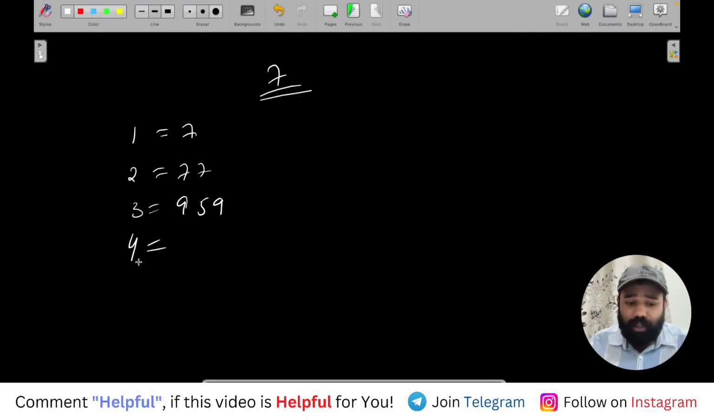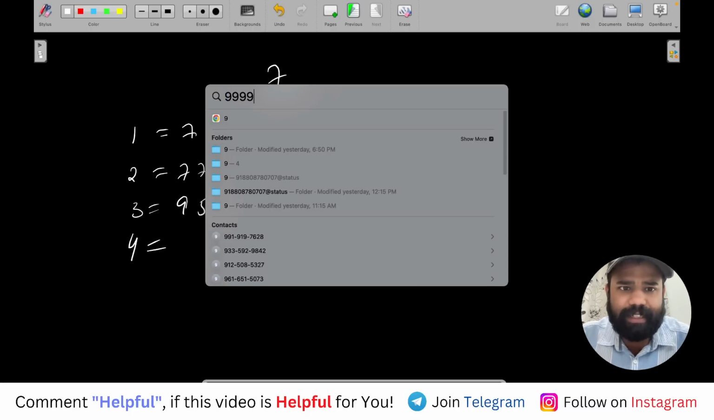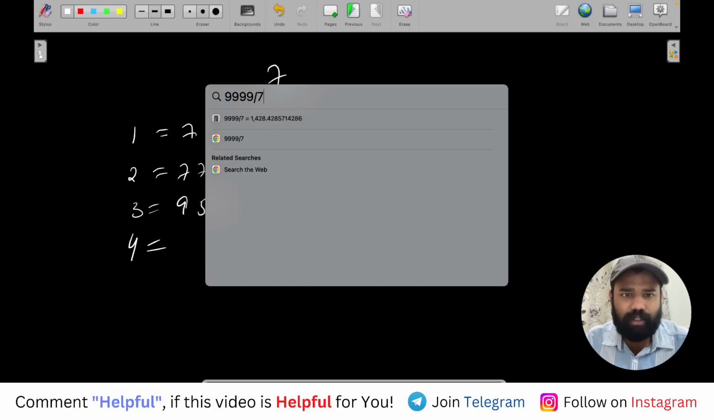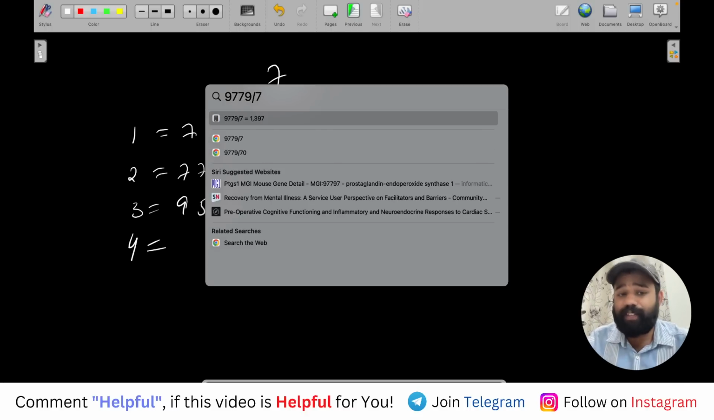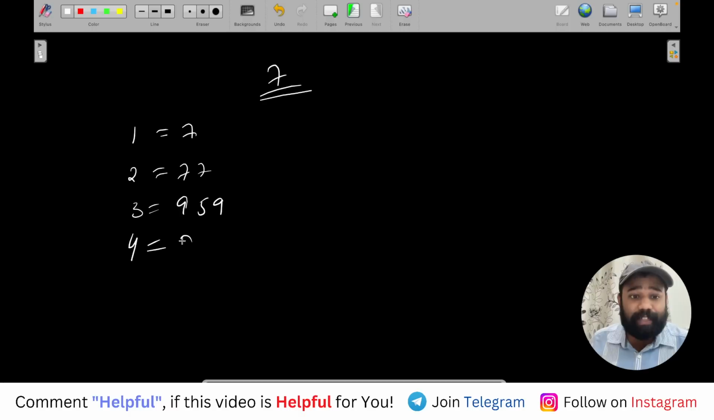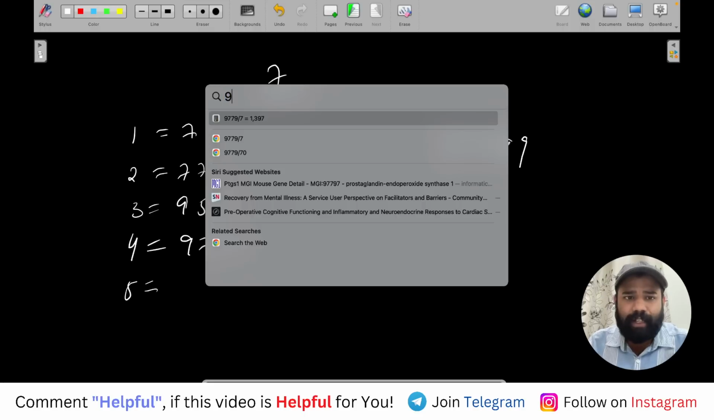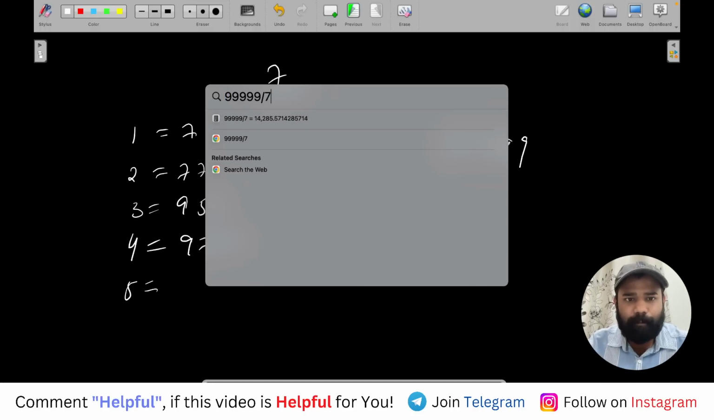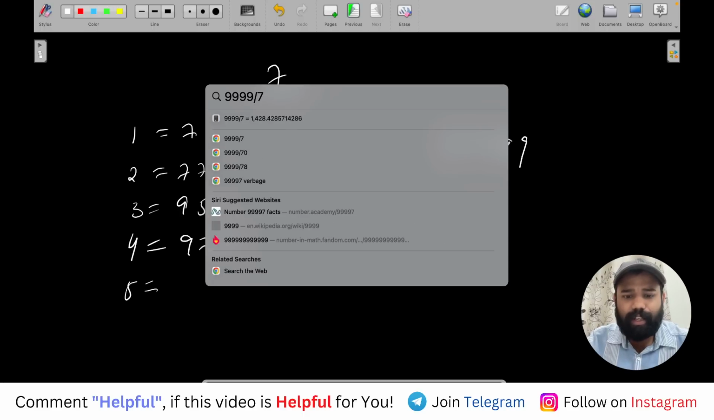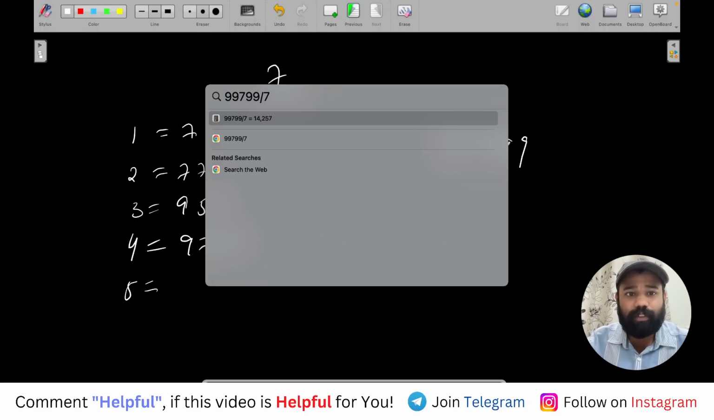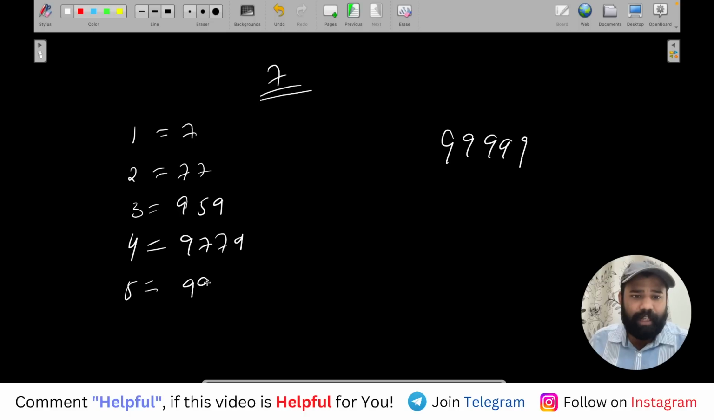If you will see for 4, let's find. So for 4, initially I will check for 9999, it is not divisible. Then let's check for 9889, 9779. So you can see 9779 is a number which is divisible by 7. Let's check for 5. So initially I will check for 99999, ये नहीं है. Now middle का change करो. 8, no, 7, yes. So if you will see 99799 is divisible again. You will say okay Abhinav, it's just 7, 7, yeah. No, कहीं भी 5 भी आएगा. देखो.